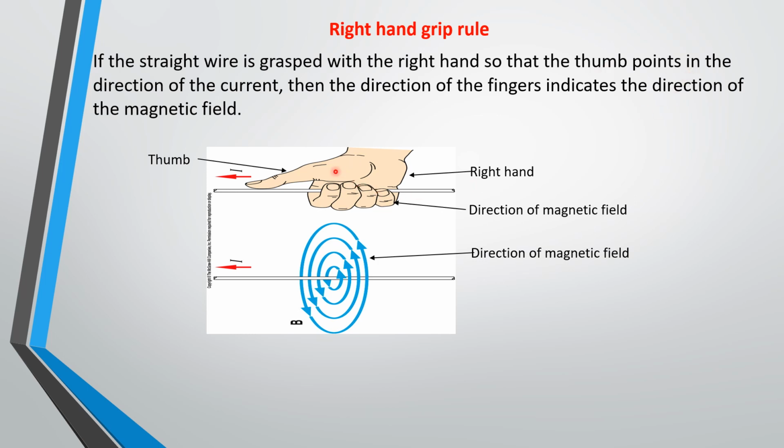So if this is your thumb pointing in the direction of the current, then the direction of these other fingers gives you the direction of the magnetic field, and that is what you have here. When you reverse it, the magnetic field lines are also reversed. I hope this is clear and you have been able to understand that.